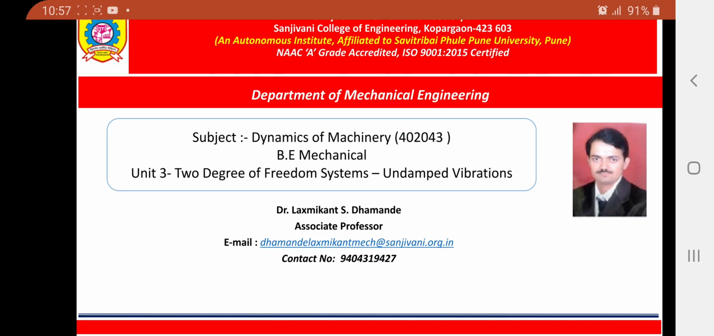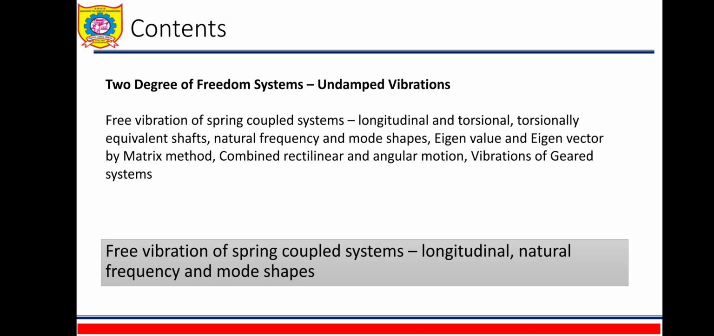And welcome to the presentation on Dynamics of Machinery, Unit number 3, 2 degrees of freedom systems, undamped vibration. So these are the contents of this unit. Up till now we have seen single degree of freedom systems, damped and undamped cases.